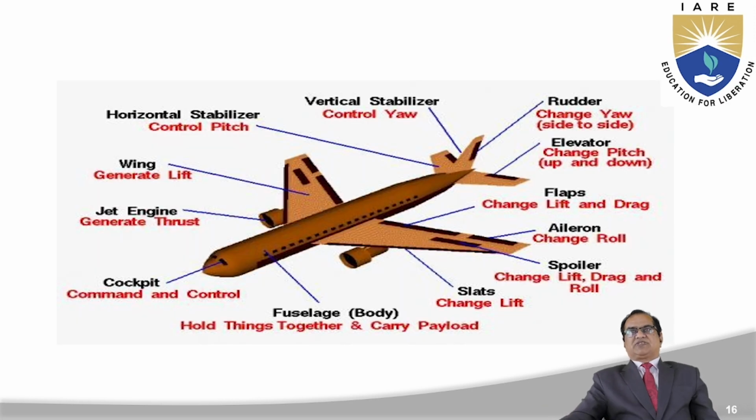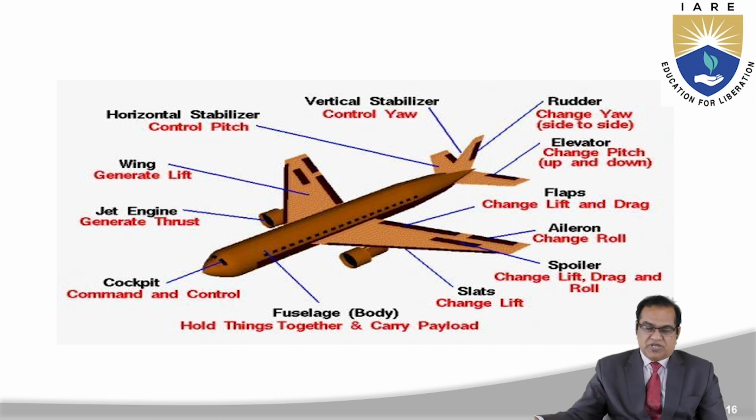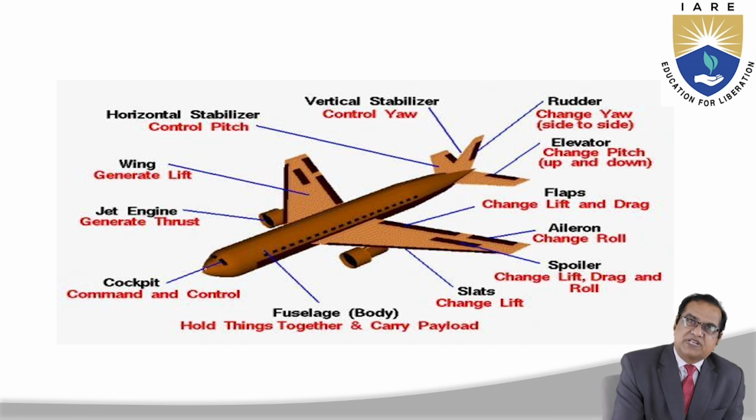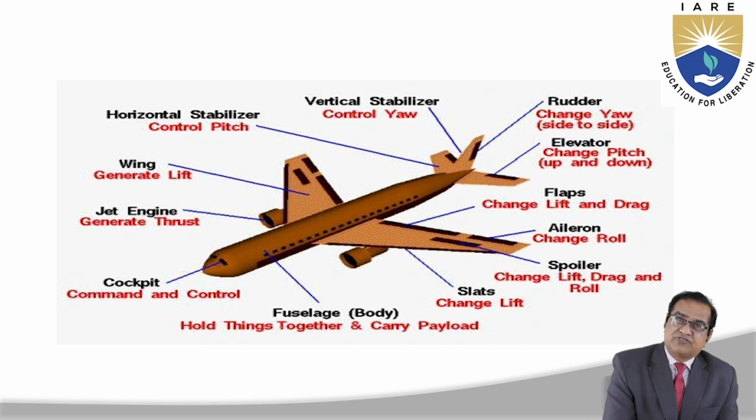I will also discuss some parts of the aircraft. It is very essential that before I proceed further, I start with the components and their functions. So here I will start with the cockpit. In the cockpit, the pilots are sitting, and it has all types of controls and all the instrumentation, used for command and control. And this full body, a big cylindrical part, is the fuselage. It is called the body, holds things together and carries the payload.